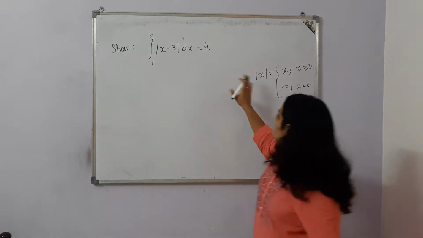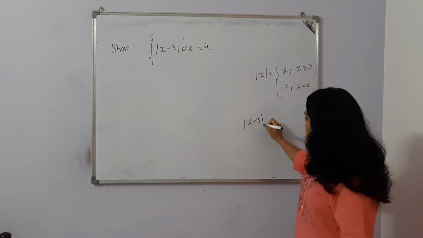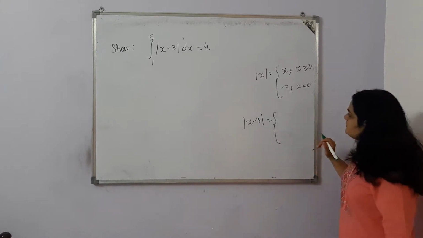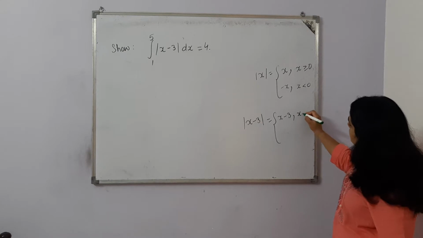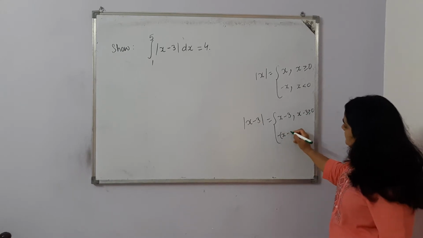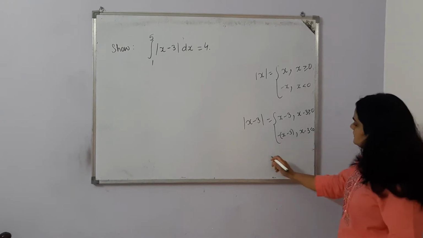So here in place of x we have x minus 3. As per the definition, it is saying modulus of x minus 3 is x minus 3 whenever x minus 3 is greater than or equal to 0, and it is negative of x minus 3 whenever it is less than 0.